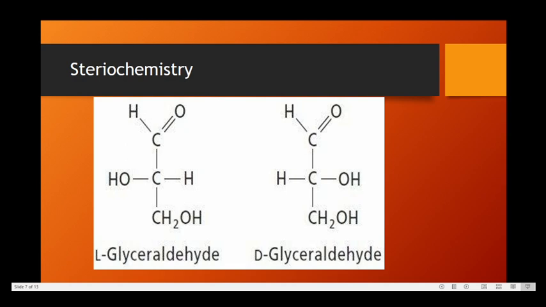So in this molecule, that is glyceraldehyde, you can see there are 3 carbon atoms, and out of these 3, the middle one is the asymmetric carbon atom. That means all the 4 valencies are occupied by different atoms or different groups. So around this carbon atom, in the L form, the hydroxyl group is present on the left hand side, so it is the L form. And in D-glyceraldehyde, you can see the hydroxyl group around the asymmetric carbon atom is present on the right hand side, so it is the D form.